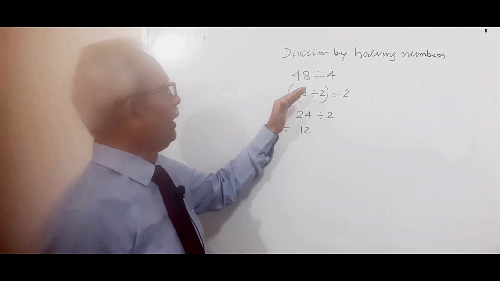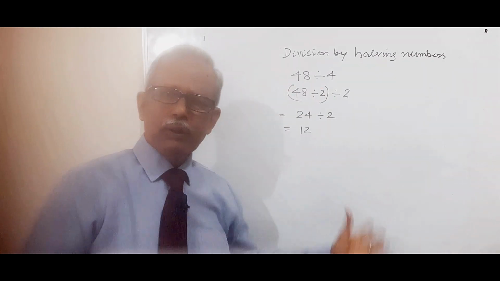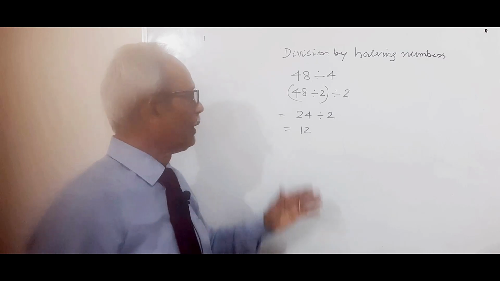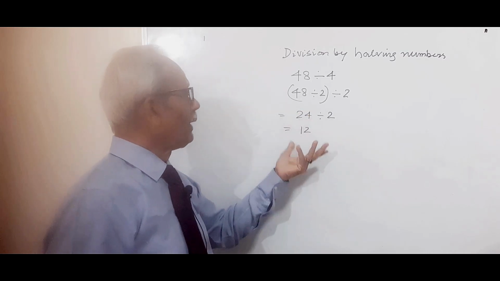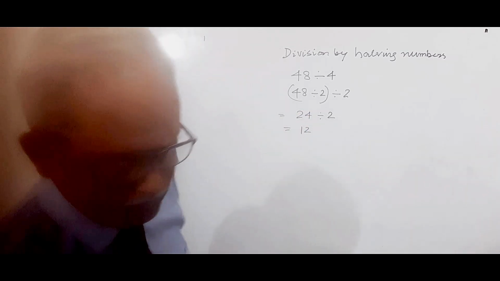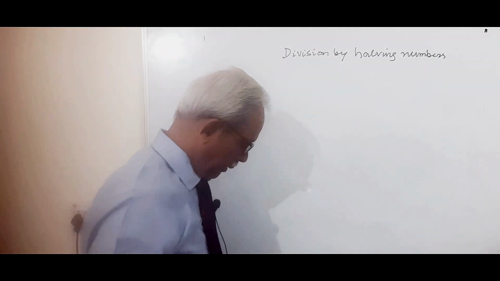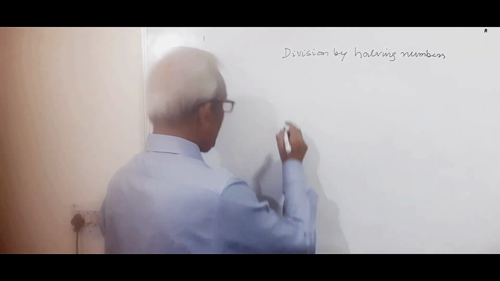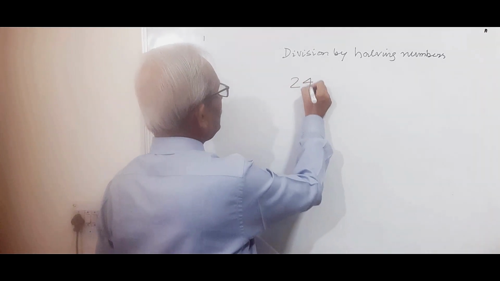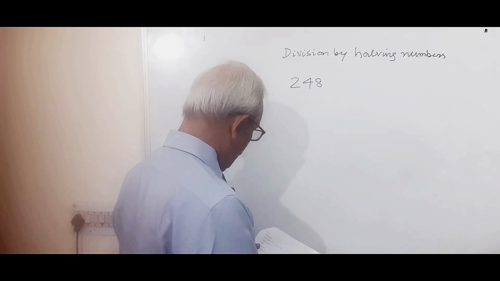So rather than dividing it by 4 where the multiplication table is involved, you have to remember all these things, you can straight away halve it twice and you can get the result, right? So we'll take another example here. 248. Now instead of 4, let us take 8.